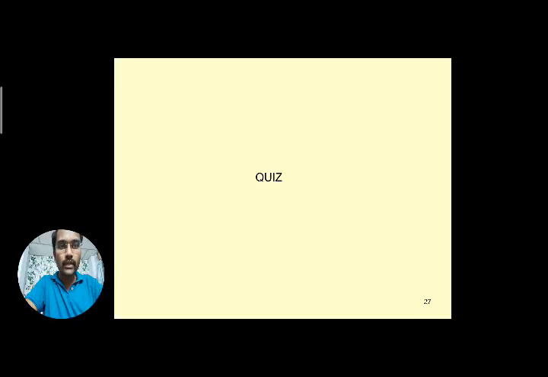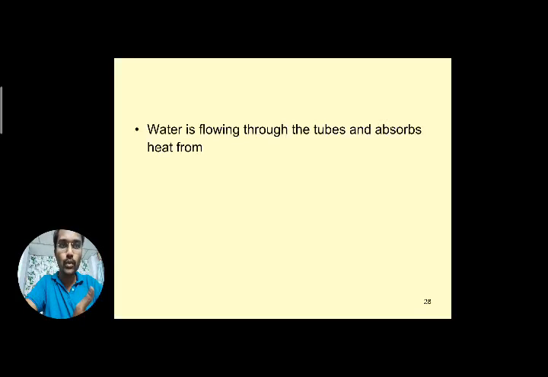So let's try to solve this quiz regarding this topic, then you can know more about what you have studied or learned. If you answer this, it is very easy. So water is flowing through the tubes and absorbs the heat from. So if you observe the condenser cases you have seen, water is flowing inside the tubes and absorbs the heat from.